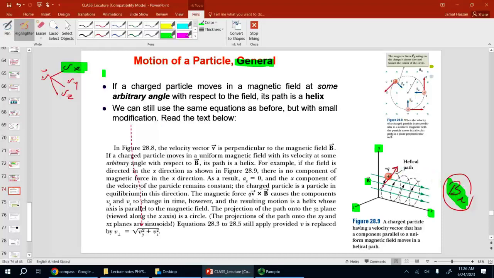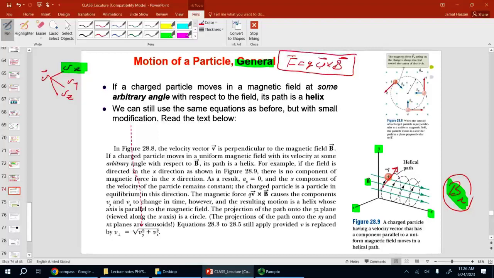The answer is no, because for Vx and Bx, the angle between them is equal to 0, and according to that equation, F is equal to QV cross B. So if I apply this equation for Vx, it will be Vx cross Bx. So the force in the x direction will be equal to 0, right? So there is no magnetic force in the x direction.